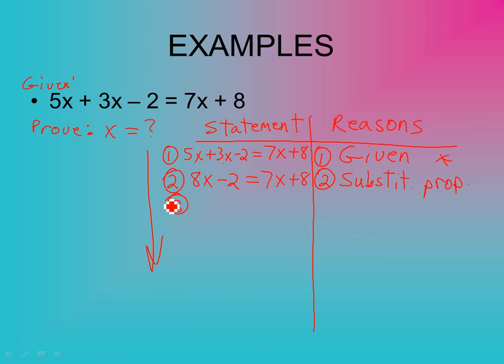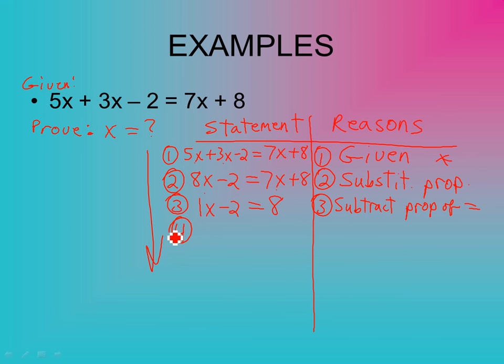Next thing I would do to solve this problem is I've got to get all the x's on one side. So I'm going to subtract 7x on both sides. When I do that, it leaves me with 1x over here. Still got the minus 2 on the left side. And on the other side, the 7x is gone because you moved it to the left, and you're just left with 8. Our reason for that is the subtraction property of equality, because I subtracted 7x on both sides of the equal sign.